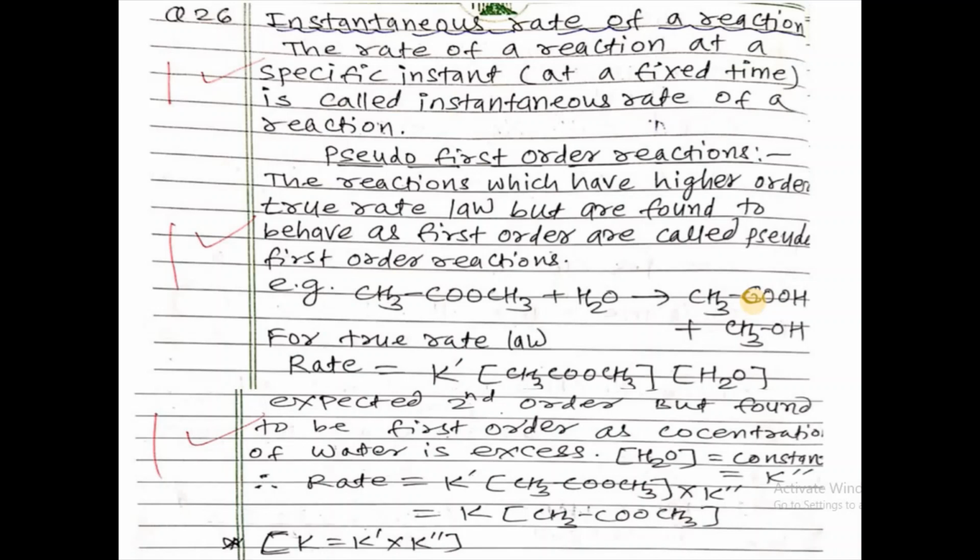But here the reaction is expected to be second order and the reaction is found to be first order, because the concentration of H2O in this reaction remains constant. Hence the rate of this reaction depends only on the concentration of CH3COCH3, and not on the concentration of H2O. Hence it looks like a second order reaction but it is a first order reaction. Hence it is known as pseudo first order reaction.